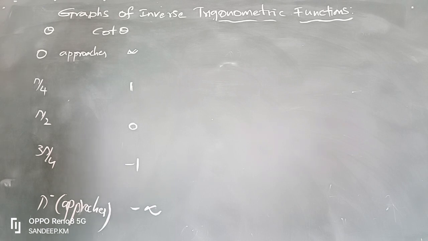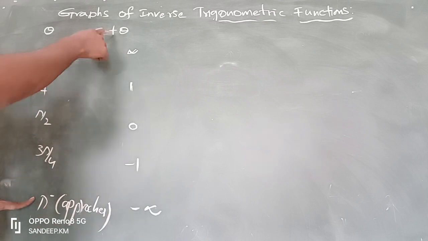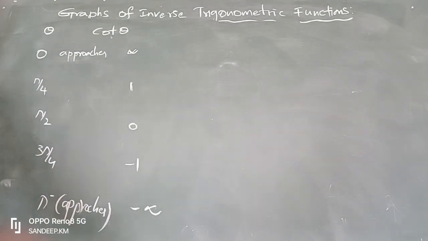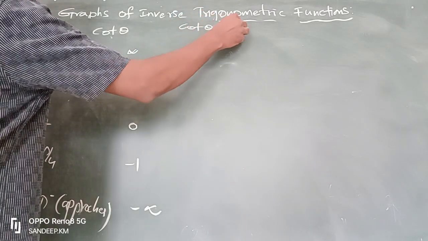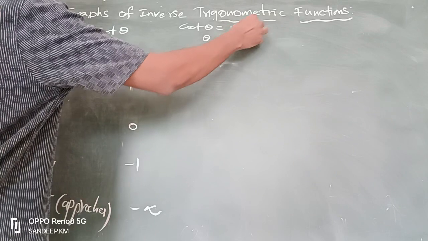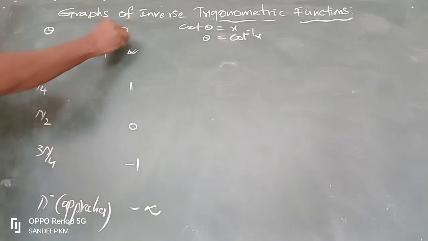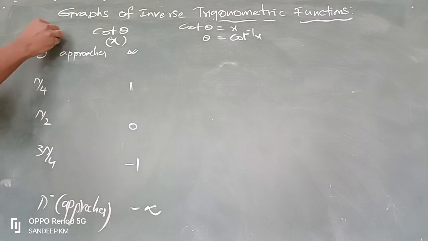Here also if you have doubt, pi minus something means an angle which is just lesser than pi, just lesser than 180 degrees. That angle is in the second quadrant only. In the second quadrant, cot theta will be negative. So plus infinity or minus infinity, it will be minus infinity. Anyhow, remember like this. And if cot theta is equal to x, then theta is equal to cot inverse x.